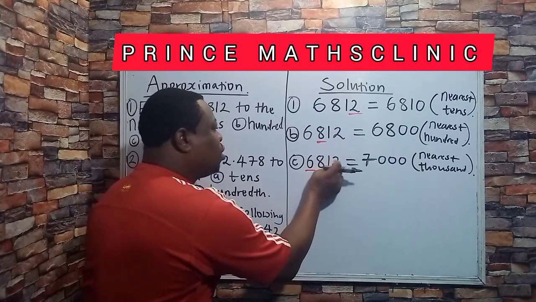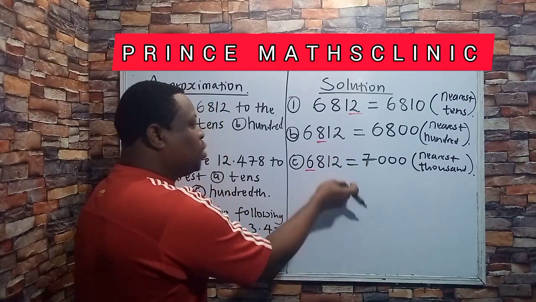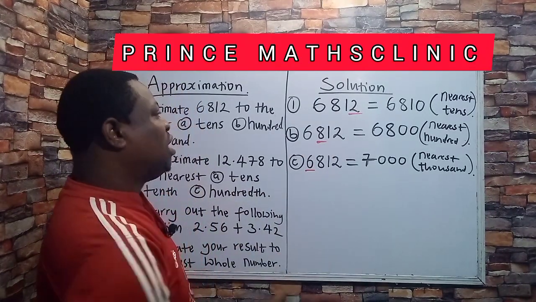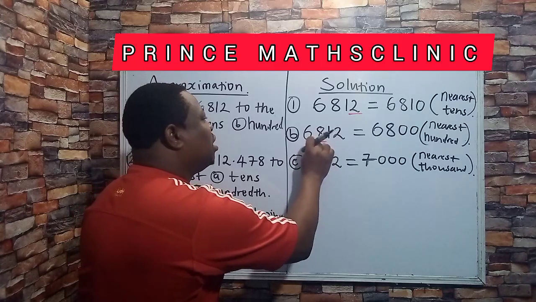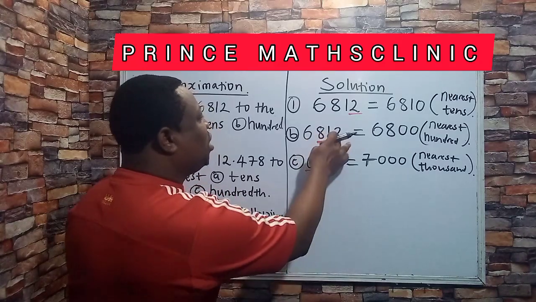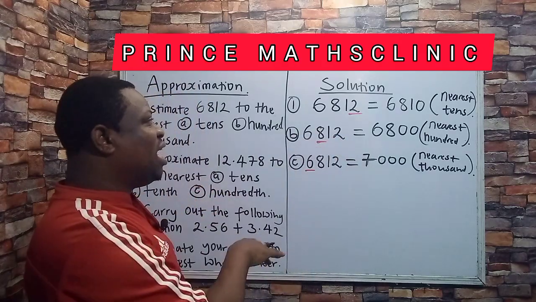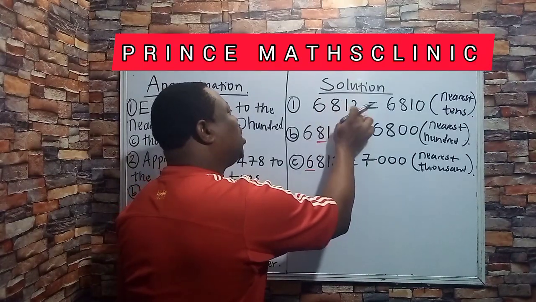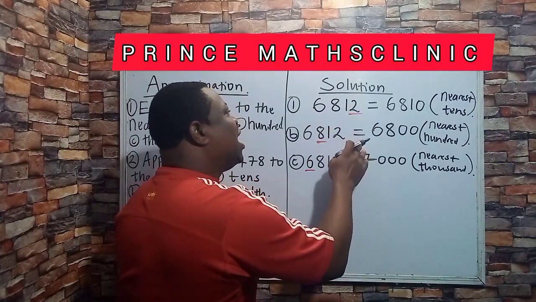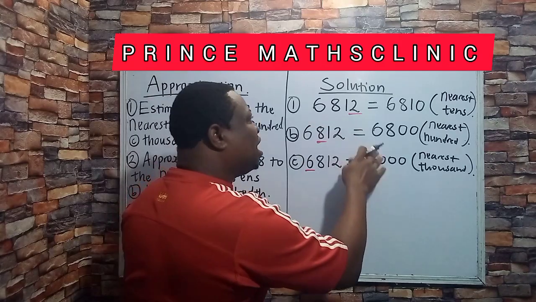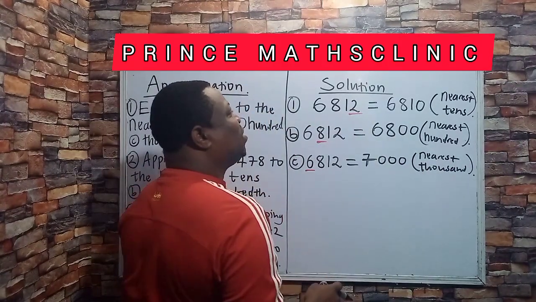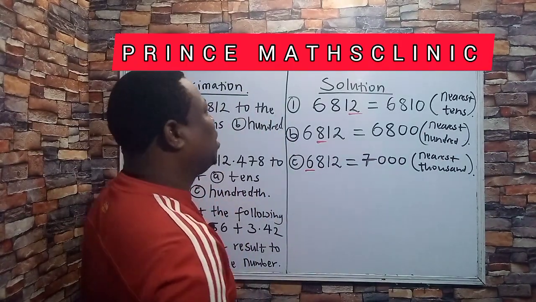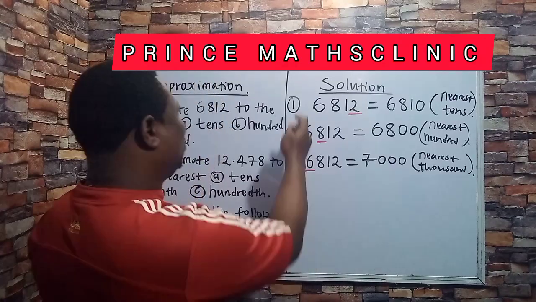Interestingly, looking at this, 812 is closer to 7,000 than it is to 6,000. And if you look at this number as well, 812 is still closer to 800 than it is to 900. Then you look at this 6,812, it is still closer to 6,810 than it is to 6,820. So that is the solution to number 1.